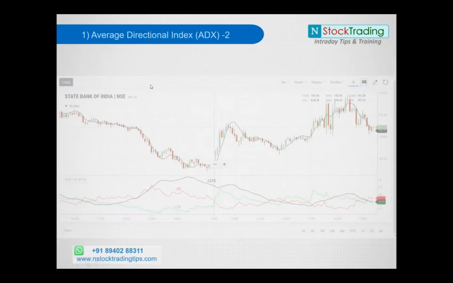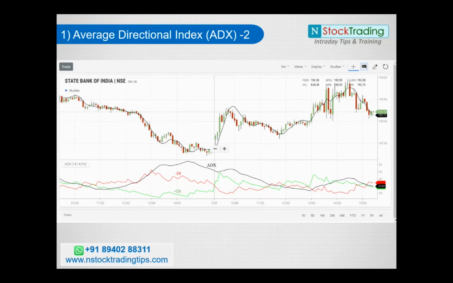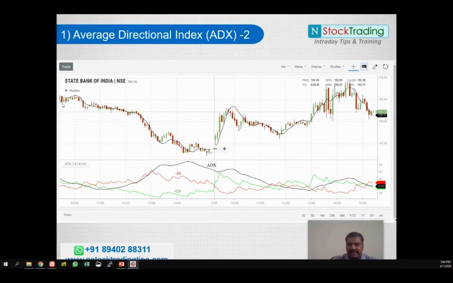Now I'm just showing you a screen of ADX added in the Alice Blue chart. If you see here, this is the State Bank of India equity cash script, and I'm showing you a 5 minutes chart. So here we have ADX added below. It's not an overlay, it's below the candlestick chart.